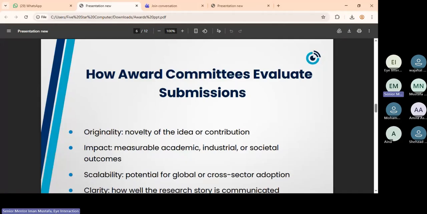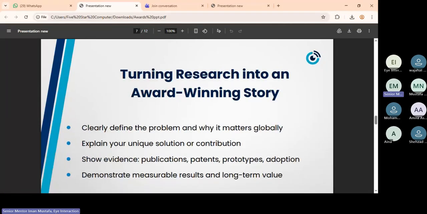Now, turning research into an award-winning story. What does this mean? Let me explain that winning is not just about research. If you think you have written multiple research papers, four to five research papers, then you can win, so no, it doesn't. It doesn't matter how many research papers you have written. The main thing is turning your research into an award-winning story, right?